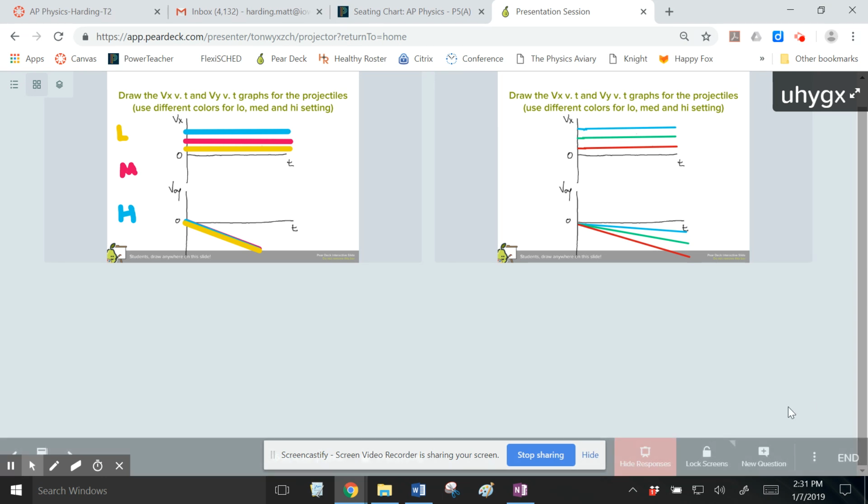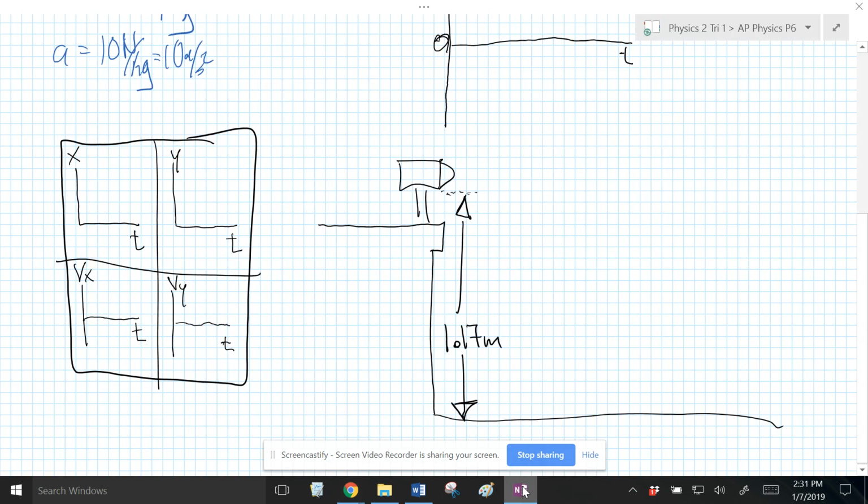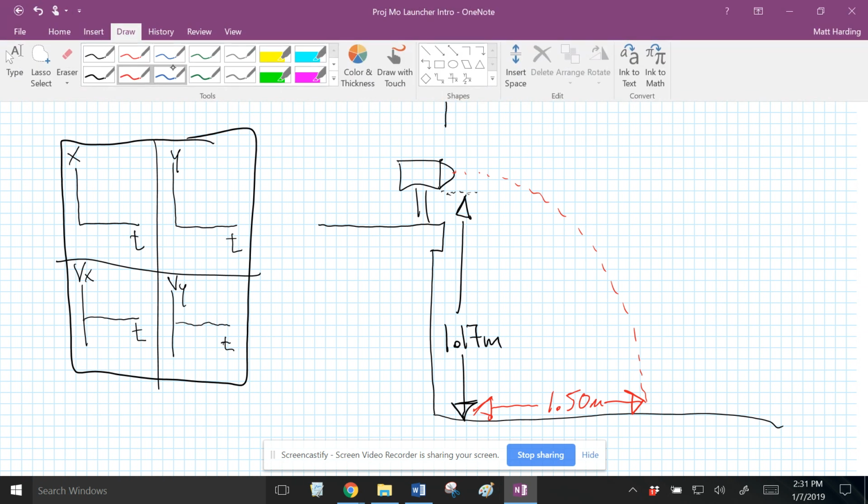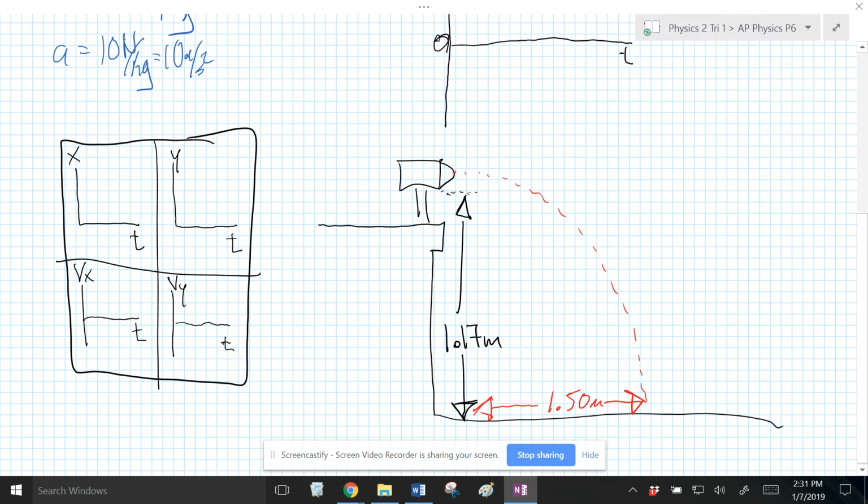So on the low speed setting, that's where it lands. All right, and then let's check it out on the medium setting.